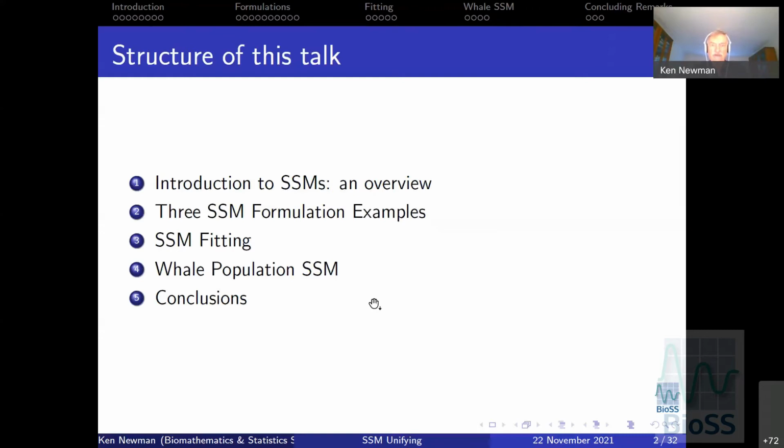So I'll give a brief introduction to what state space models are, then talk about three specific formulations, not the fitting of the results, but just the formulation of three different state space models on three very different statistical ecology scenarios. Then talk briefly about different ways of fitting state space models, then give a concrete example where fitting a state space model had quite an impact, and then some conclusions.